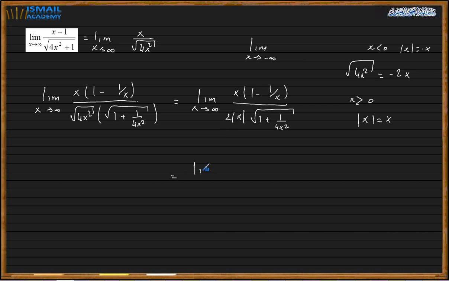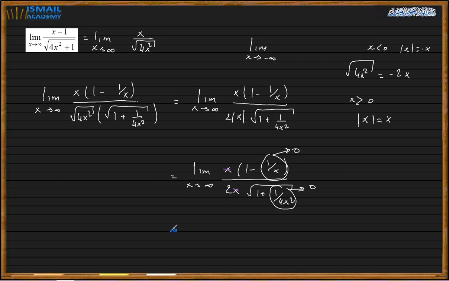So here it is going to be the limit of x times 1 over x over 2x square root of 1 plus 1 over 4x squared when x goes to infinity. When x goes to infinity, this goes to 0, because 1 over infinity is 0. We cancel the x, so what's left is 1 half. So the answer will be 1 over 2.